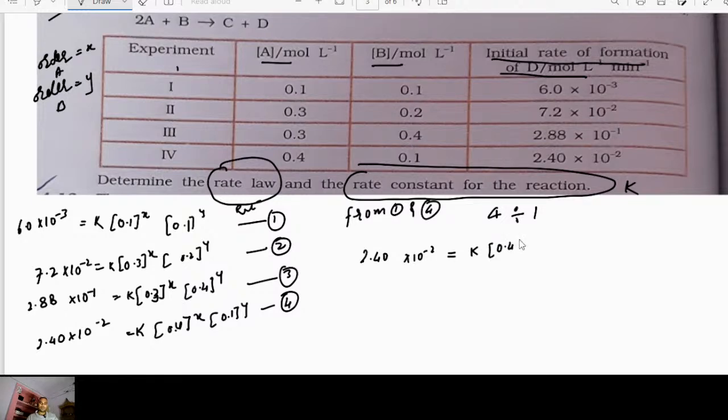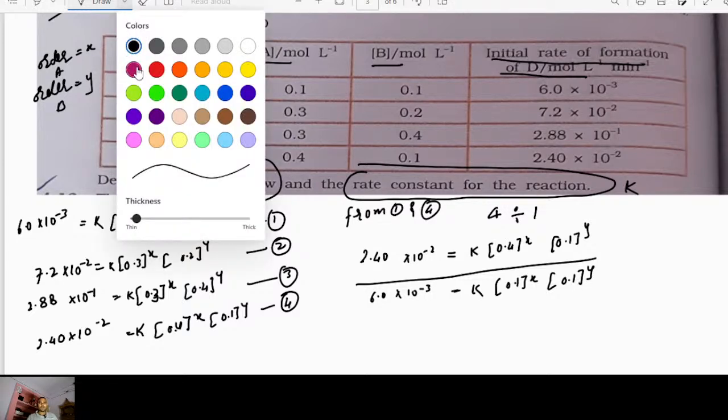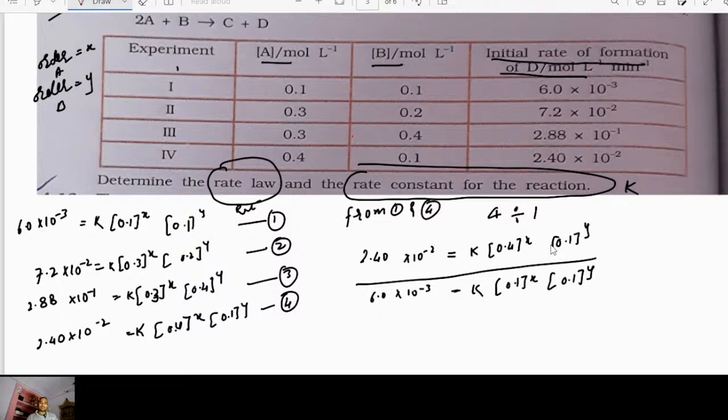0.4 power X and 0.1 power Y. Now you divide this all. What is equation 1? 6.0 into 10 power minus 3 equal to K, 0.1 power X, and 0.1 power Y. See students, something is going to cancel out for sure. What cancels out? 0.1 power Y and 0.1 power Y.